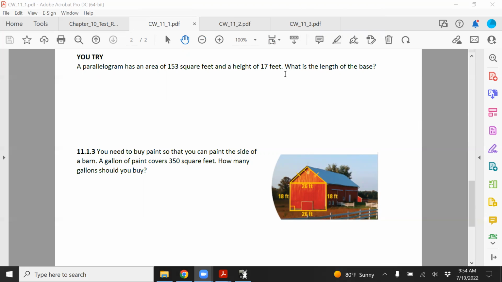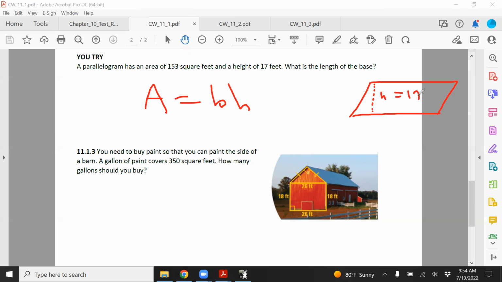All right. So, parallelogram. Area is 153. This is the formula BH. It's going to look like this, right? Here's the height, which is 17. The base, I do not know. The area I know is 153. And I know the formula.